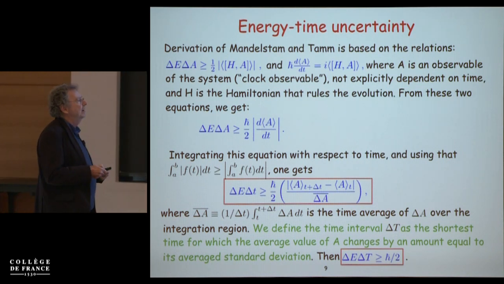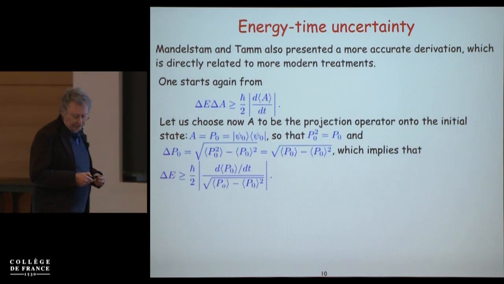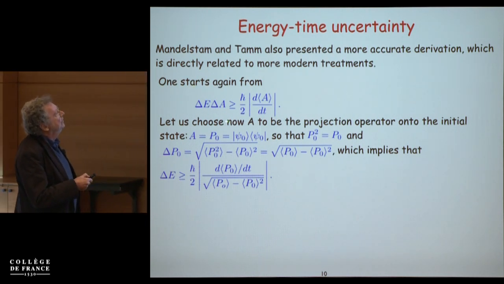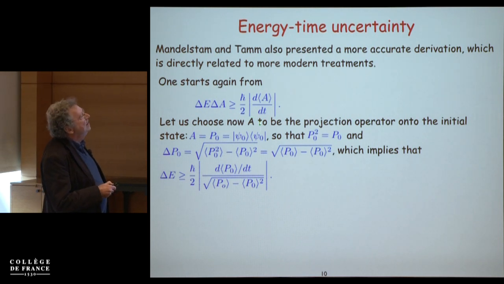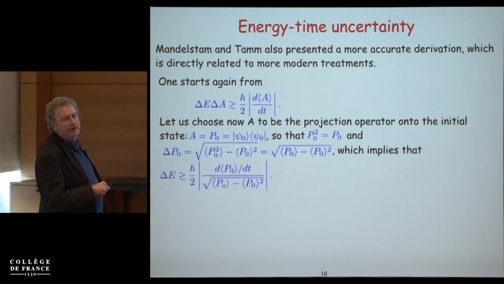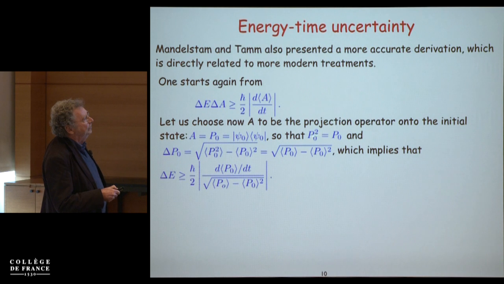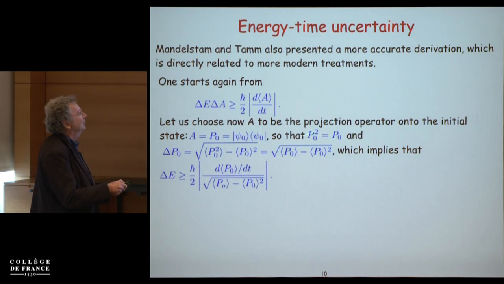Now, in the same paper, however, they got a much more precise statement, which is very much connected to the modern approach to this. Again, they started from this equation, and now they define A as the projection operator onto the initial state. Okay, so that's the definition of A now for them. Now, this is a projection operator on a pure state, so therefore the square of this operator is equal to itself. You project twice. It's equivalent to the first projection.